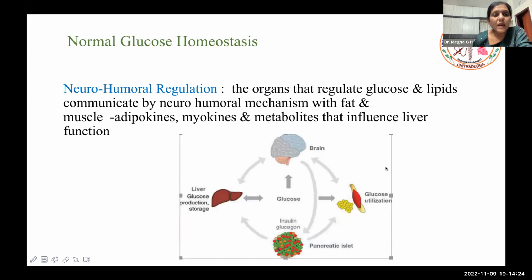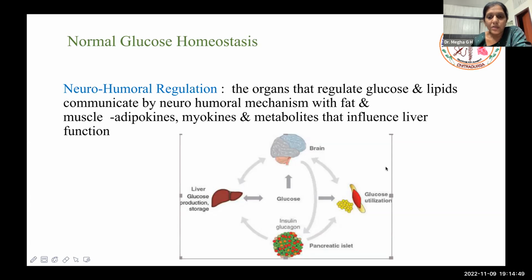Before going into the pathophysiology of the various types, I shall discuss a few slides regarding normal glucose homeostasis and insulin biosynthesis. Regulation of glucose is itself a tricky phenomenon in the body. It's purely by neurohumoral regulation. The organs that regulate glucose and lipids communicate by neurohumoral mechanisms with fat and muscles through adipokines, myokines, and metabolites that influence liver function.